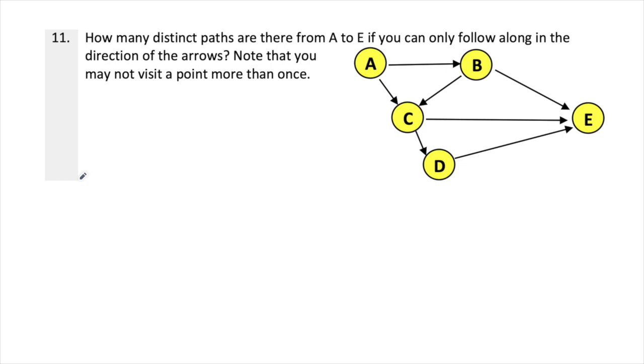For this problem, we need to figure out all the ways to go from point A to point E if we follow the direction of the arrows. Let's start by listing out all the ways that go through point B first. They would be ABE, ABCE, and ABCDE.